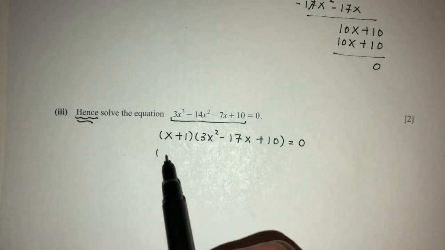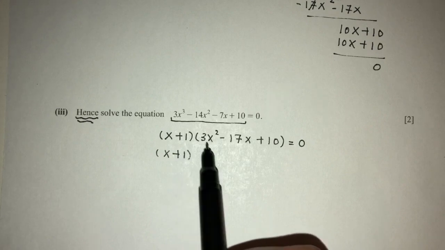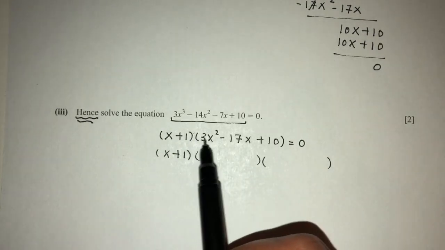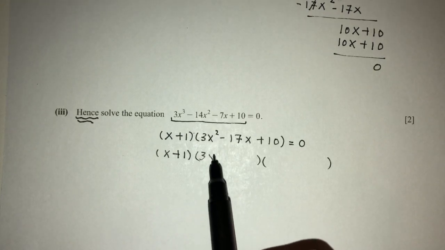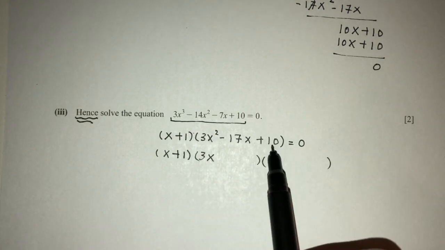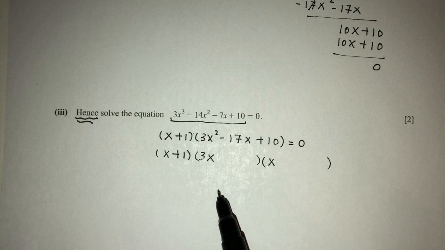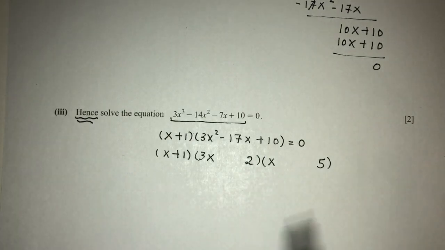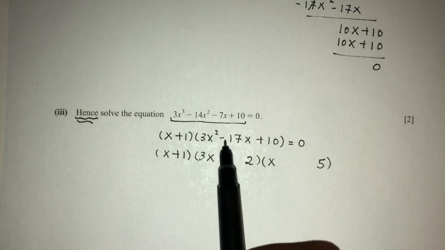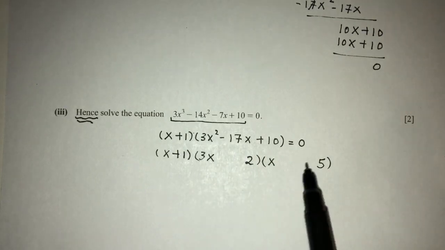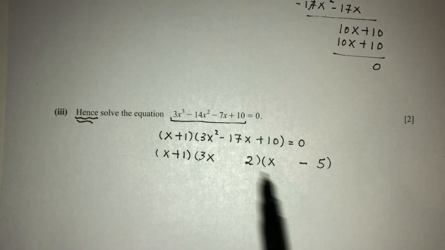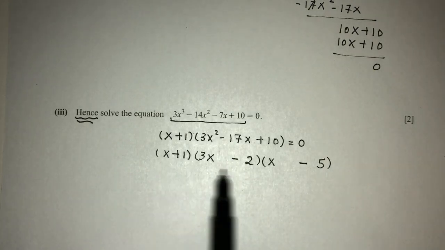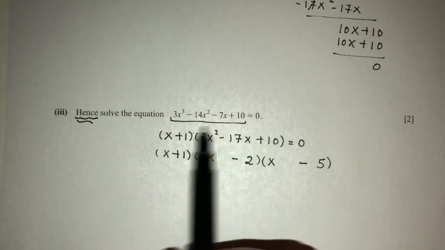Now let's try to factorize the other part of the equation. Here we have 3x squared, which is 3x times x. And here we have 10. What is 10? 10 is 2 times 5. So let's put 5 here and 2 here. The reason why is because we want to get minus 17. So 3x times minus 5 will be minus 15x, and minus 2x will give you minus 17x. So this is the complete factorization of this expression.